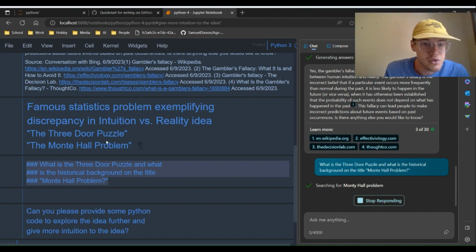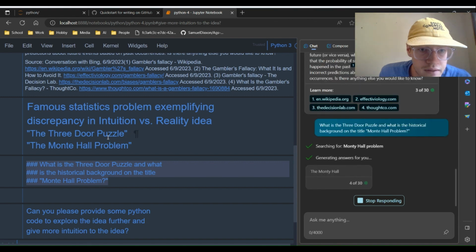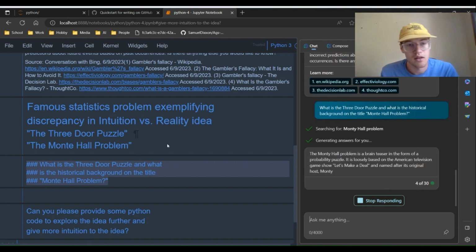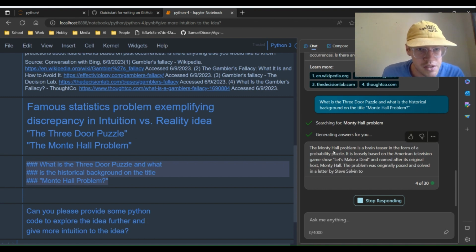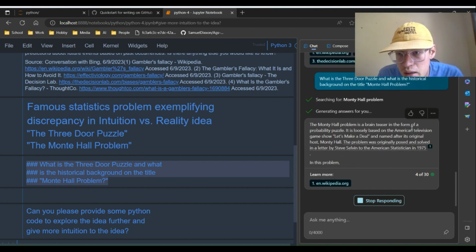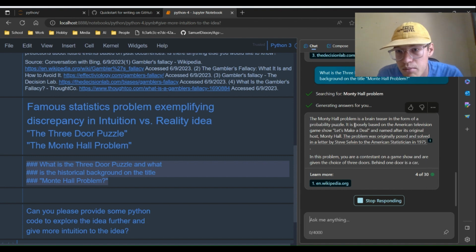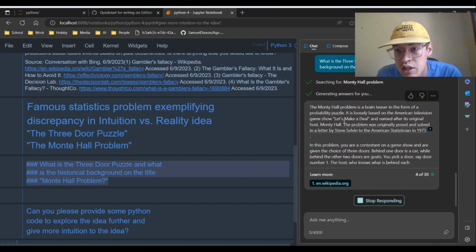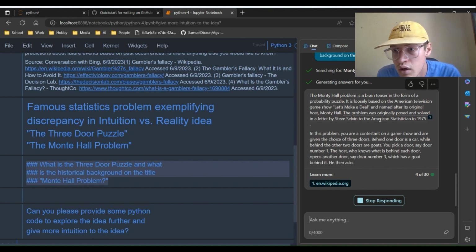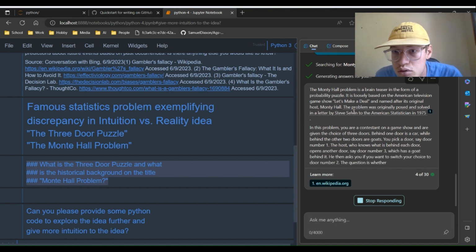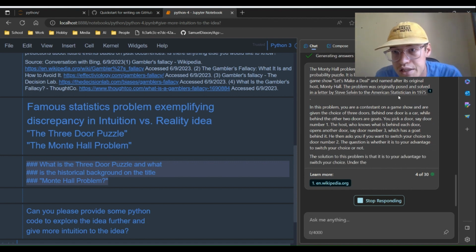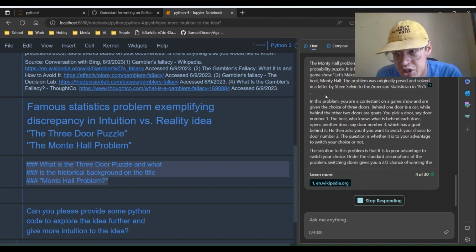So the three door puzzle and the Monte Hall problem are just aliases. It's the same idea, the same problem, just different names for the same thing. The Monte Hall problem is a brain teaser in the form of a probability puzzle. It is loosely based on the American television game show Let's Make a Deal and named after its original host, Monte Hall. The problem was originally posed and solved in a letter by Stephen Selvin to the American statistician in 1975.